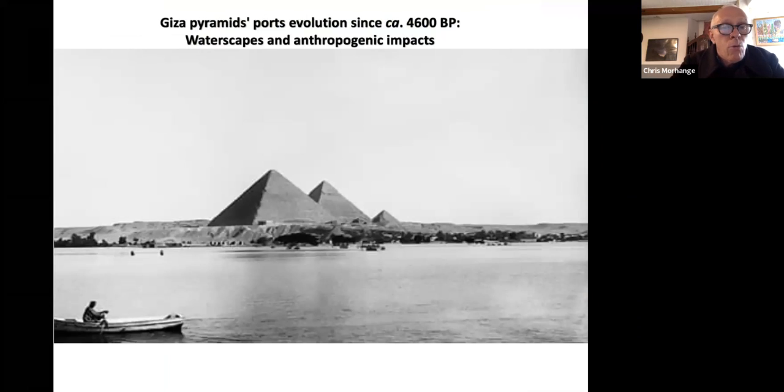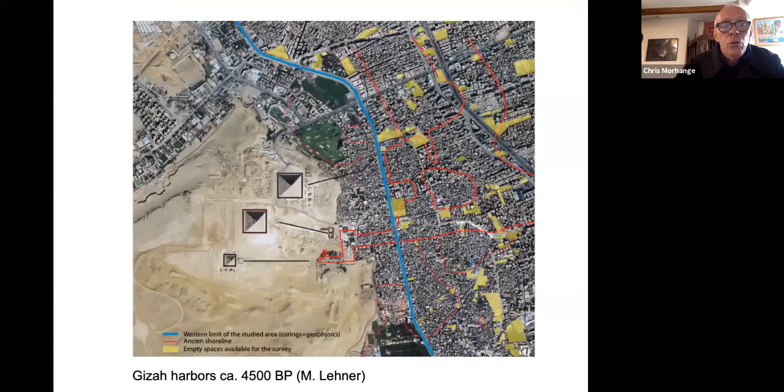So as you know, the pyramids were built circa 4,500 years ago, and we have this famous postcard of a century ago that shows us a beautiful waterscape which totally vanished due to the crazy urban fabric of Greater Cairo. So we have this cancer, urban cancer, just at the base of the pyramids.